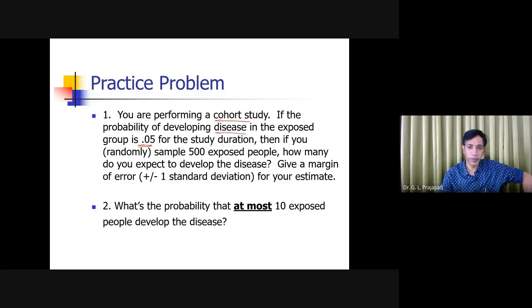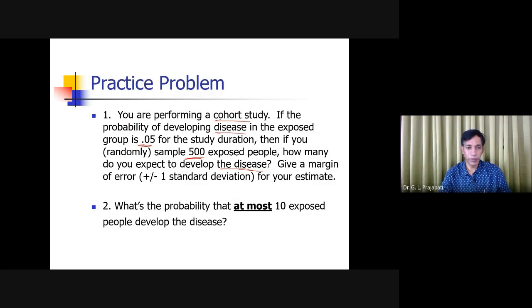If the probability of developing disease in the exposed group is 0.05 for the study duration, then if you randomly sample 500 exposed people, you are testing 500 exposed people, how many do you expect to develop the disease? So the outcome is what? Either disease or no disease. So this is the case of a binary outcome. You have 500 people you are going to observe. So n here is 500, and the probability of success is actually the probability of the disease.